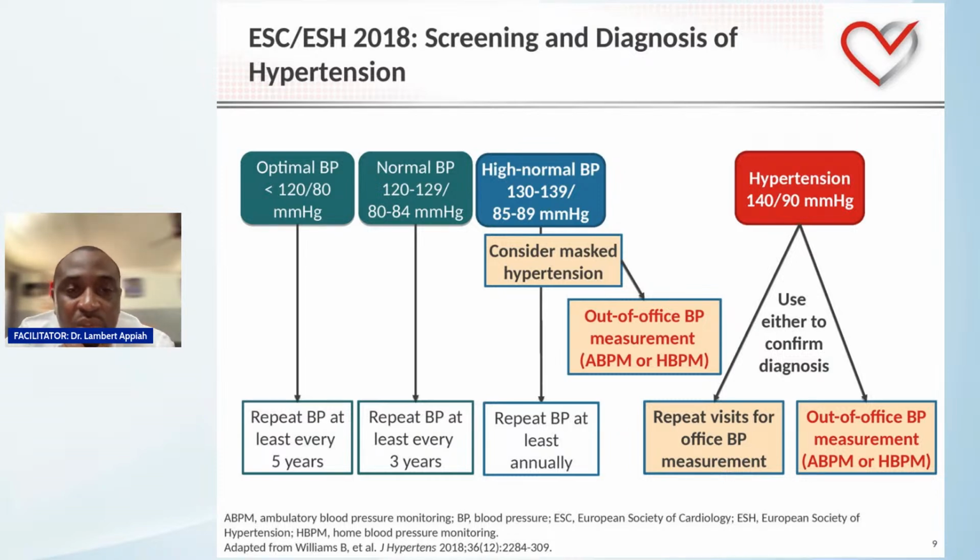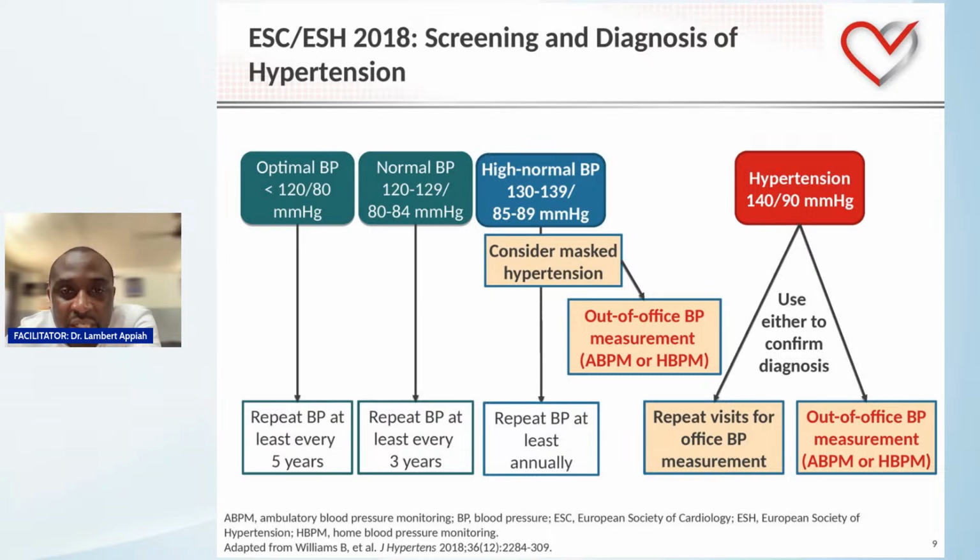But in such individuals also, we do have a role for what we call the out-of-office blood pressure measurement, where you can do an ambulatory 24-hour blood pressure monitoring, or you ask the patient to measure his blood pressure twice a day for between 3 to 7 days and show the numbers to you in clinic. Then you can compare whether blood pressures at home are fine, but when it comes to clinic, they are high. Then you can decide that this patient is a white coat hypertensive patient, or if the reverse is true, then it's masked hypertension.